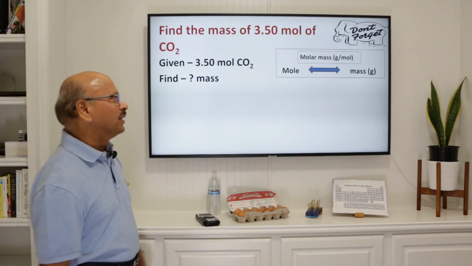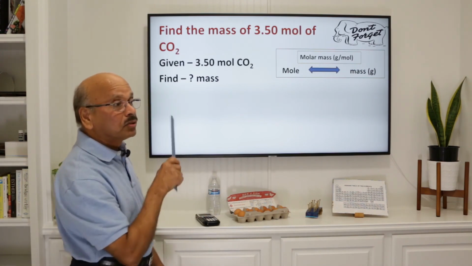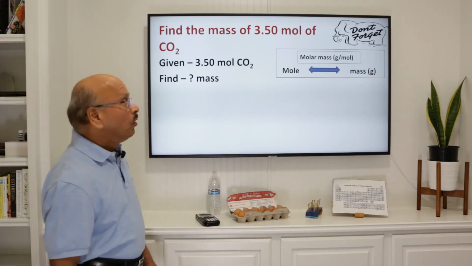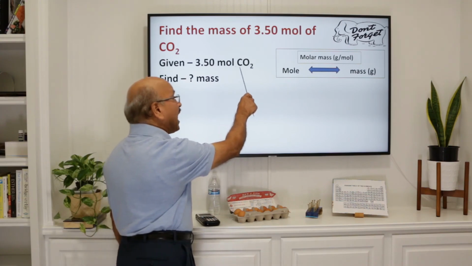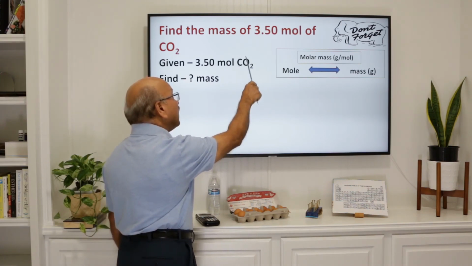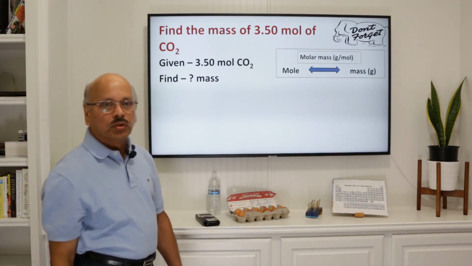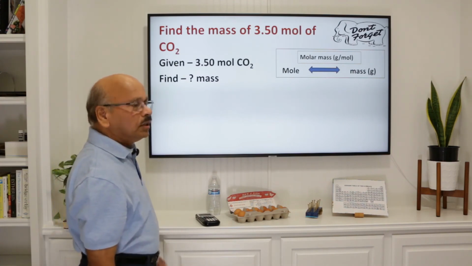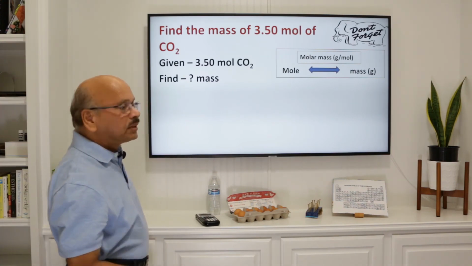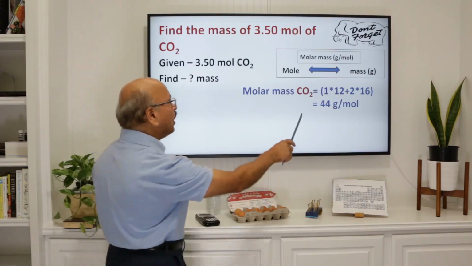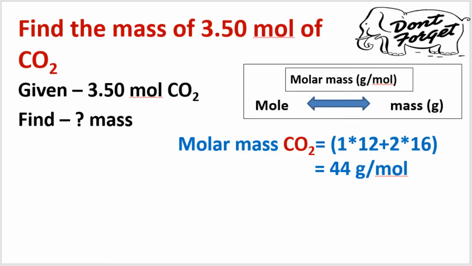You already know that. So we have to find the molar mass of carbon dioxide. How will you find it? We know that we have to add up the atomic mass of carbon and the atomic mass of 2 oxygens together. So, carbon 12, plus 16 times 2, you're going to get 12 plus 32, which is 44 grams per mole.